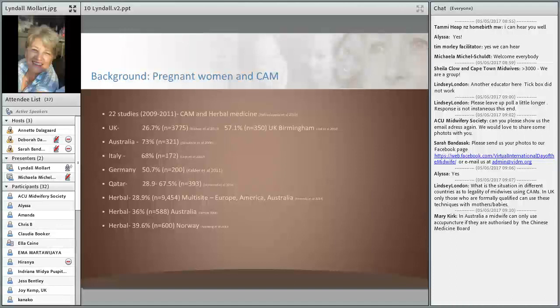So when the studies have actually asked who women identify as health professionals, they said that midwives, nurses, general practitioners and obstetricians are their main source of information about CAM and self-help strategies during pregnancy and for labour induction. And then they also included friends, websites and Facebook.